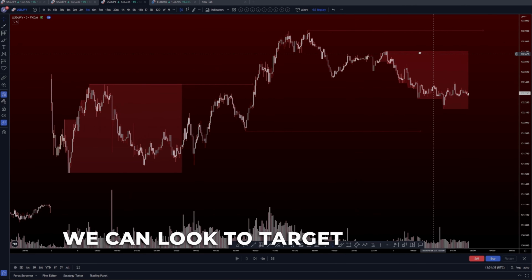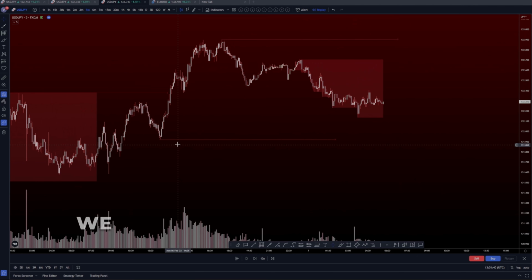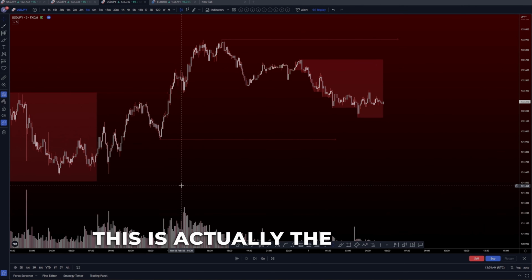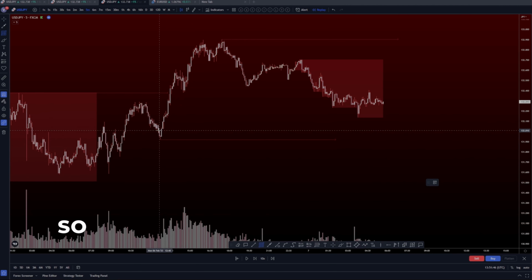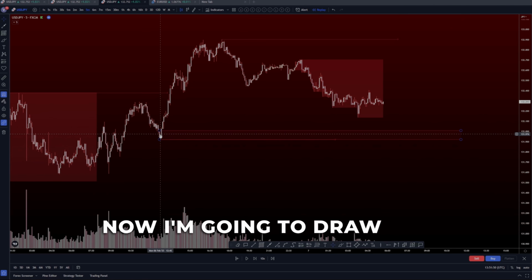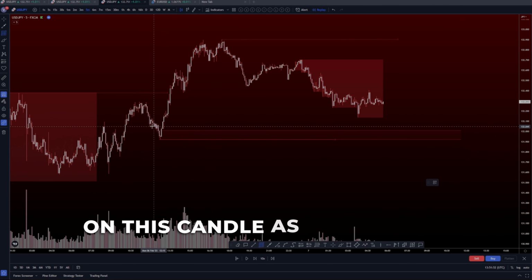We can look to target this zone. We can see that this is a fairly high volume zone. This is actually the US Open. So we're going to draw a demand zone across. Now I'm going to draw the demand zone on this candle as well as the doji.